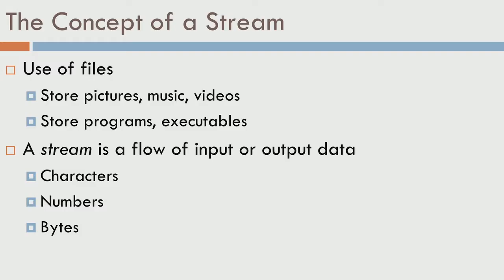So, the notion of a file lets you both store and retrieve information, and in this context we will use this notion called a stream. A stream is essentially a flow of input or output data. These could be anything, characters, bytes, numbers, anything that you send from one program to another program or from one device to another device, and so on. So, let us look at this basic example.